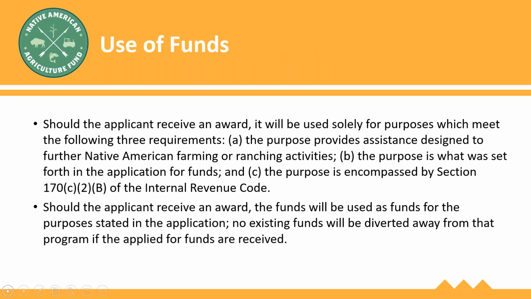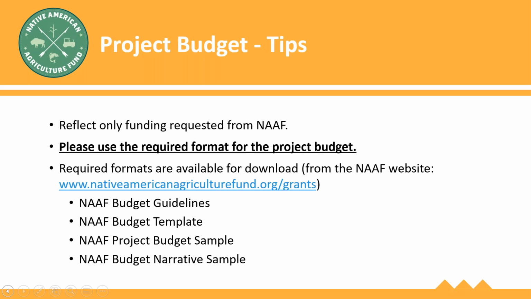Next slide. Use of funds. Should the applicant receive an award, it will be used solely for the purposes which meet the following three requirements. A, the purpose provides assistance designed to further Native American farming and ranching activities. B, the purpose is what was set forth in the application for funds. And C, the purpose is encompassed by section 170(c)(2)(B) of the Internal Revenue Code. Should the applicant receive an award, the funds will be used for the purposes stated in the application. No existing funds will be diverted away from that program if the applicant funds are received.